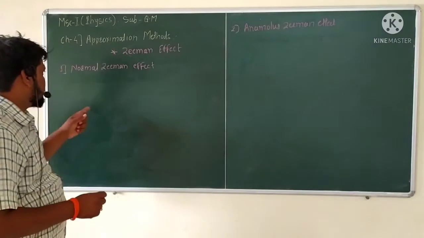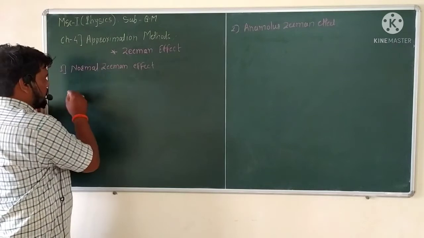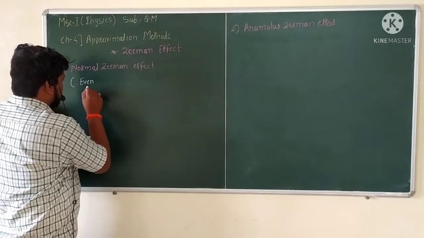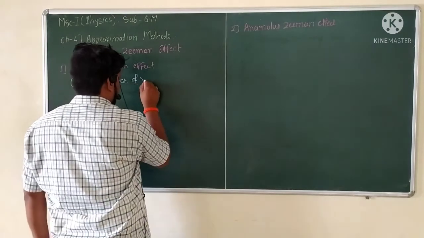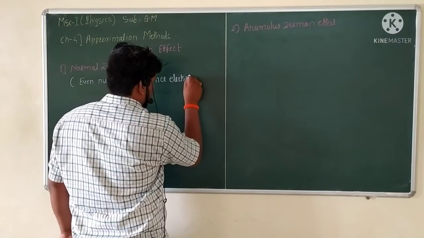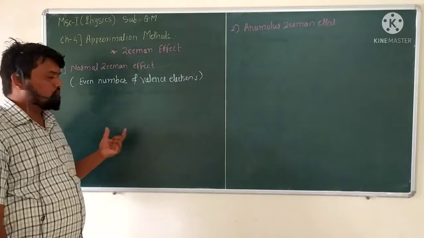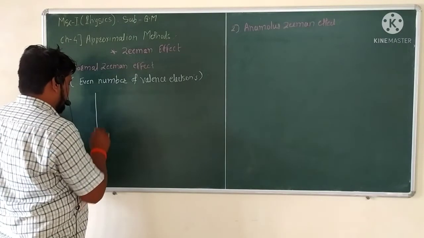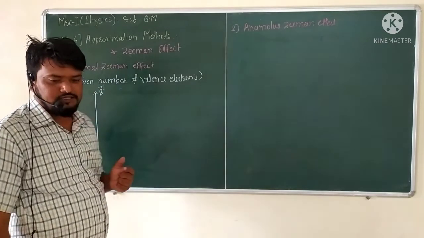So if there is an even number of valence electrons in the shell, the normal Zeeman effect is obtained, and we have to consider the idea of the normal Zeeman effect. In the normal Zeeman effect, the external magnetic field applied is denoted as B bar.